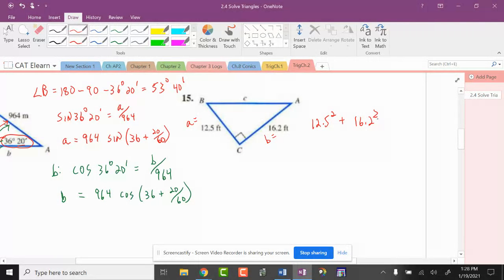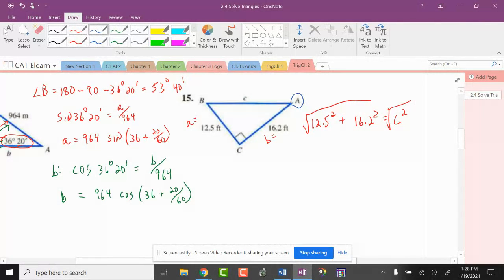16.2 squared equals C squared, and then you square root this. We'll show what those answers are shortly. I just don't have my calculator with me. And let's change colors just for fun.